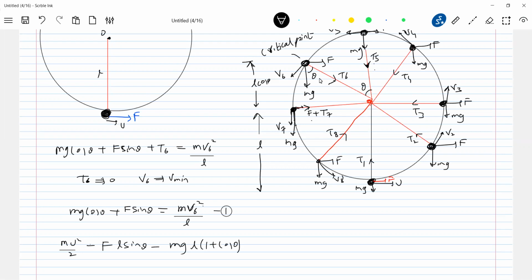Why the weight? It does negative work, no? What is the displacement when it moves from the lowest point to the critical point? Minus of L minus L cos theta. And this should be equal to mv6 square by 2. Replace that mv6 square here. Get the expression for u. Then differentiate with respect to theta. You'll get the minimum.